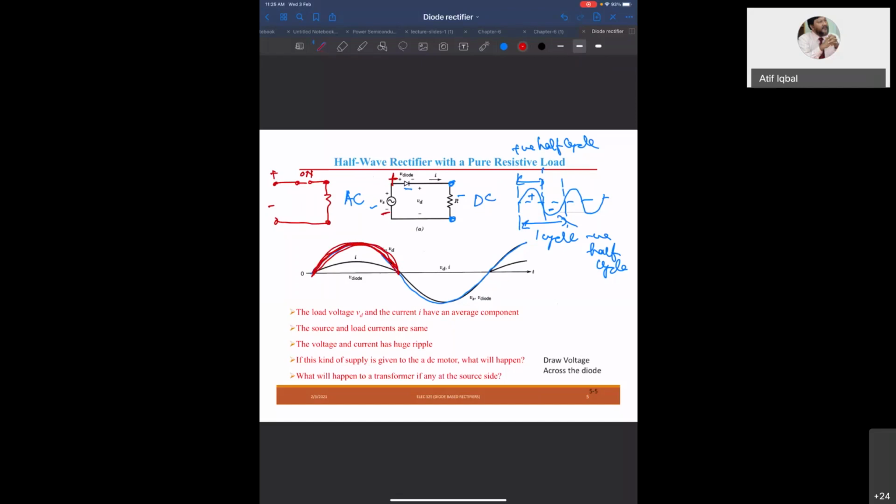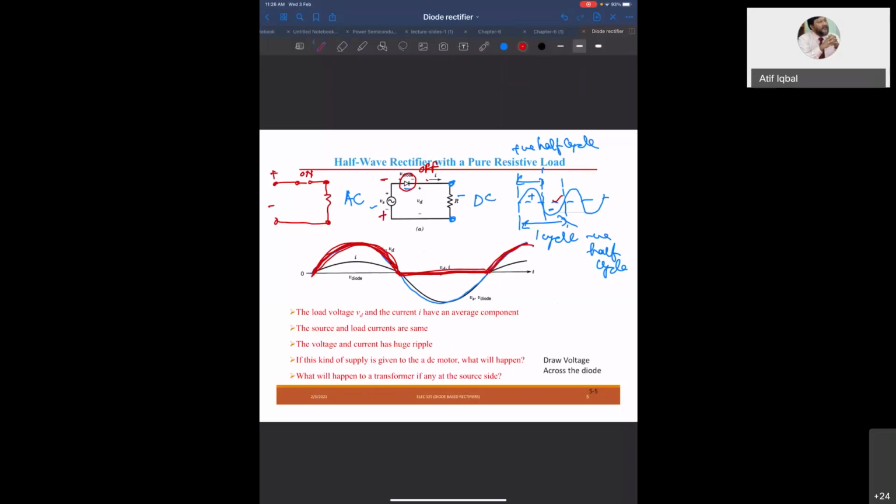And as soon as the half cycle changes, that means we have the polarity negative and positive in the negative half cycle, the diode turns off. So we get nothing at the load side. Then once again when the source is positive, the output voltage follows the input voltage. So every half cycle we get it like this. This is what we see as the output voltage.